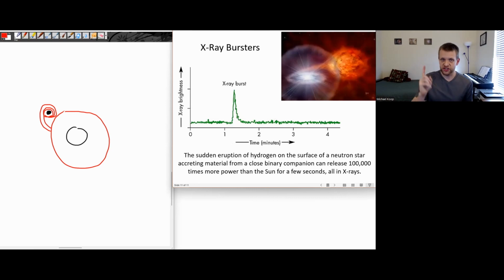Remember, we said 1 second of the sun's power output would satisfy current worldwide energy needs for the next 500,000 years. The power output of one of these X-ray bursters can be around 100,000 times larger than that, at least for a few seconds, and all of that energy is going to be in the X-rays.